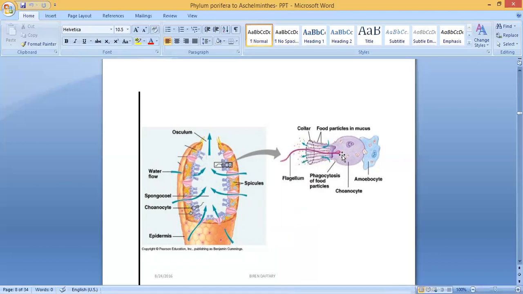Then here you can see the food particle in mucus. The food particle is going inside, and here you can also see one amoebocyte. I'll tell you what is meant by this amoebocyte. Specialized flagellated cells are called choanocytes. I told you just now, the specialized flagellated cell is called a choanocyte or collar cell in sponges. The choanocyte then transforms into an amoeba-shaped cell called a carrier cell, which gives up the spermatozoan to an egg.